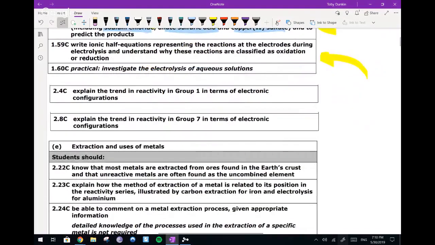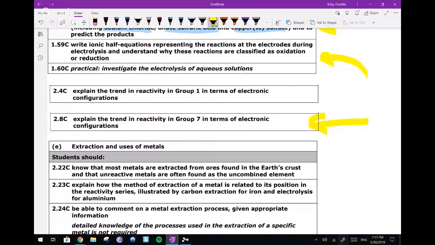Next, trends in reactivity of group 1. Well, it could be there. I didn't see that on your paper 1, but it could be, but I don't think so. I think they're going to give you, explain the trends in group 7. And, could we please go through equilibrium shifting with temperature and pressure?